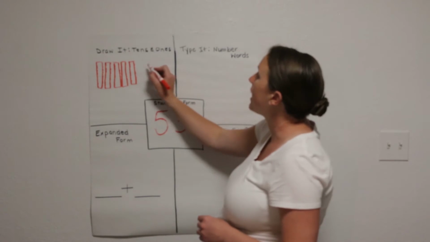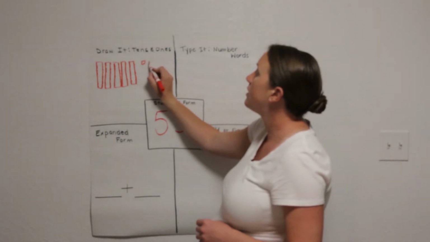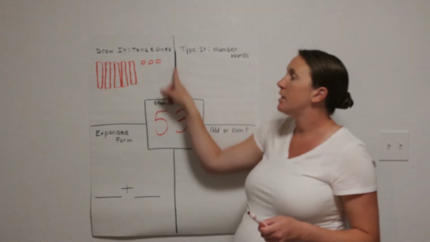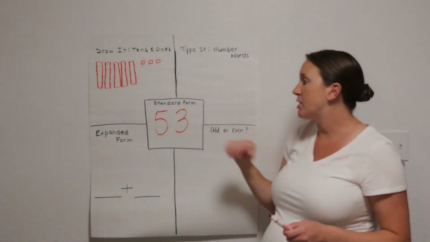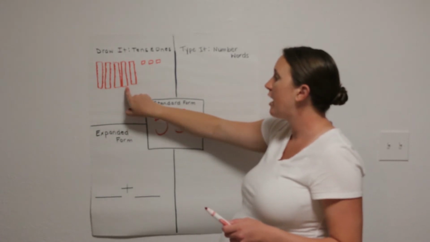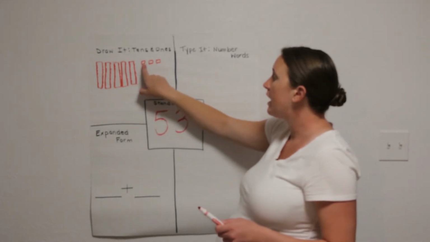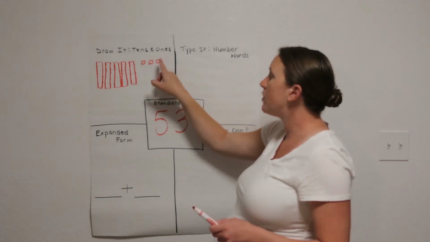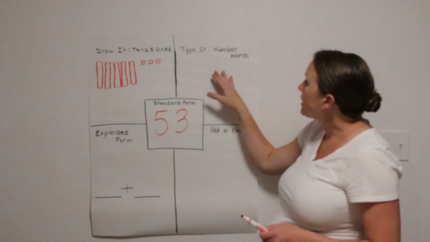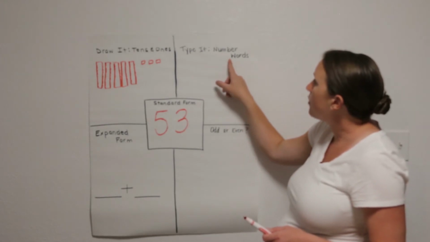So I'm going to count those out. 1, 2, and 3. Now I'm going to count it all to make sure it matches my number. 10, 20, 30, 40, 50, 51, 52, 53. Perfect. Now my next form is going to be my number words.